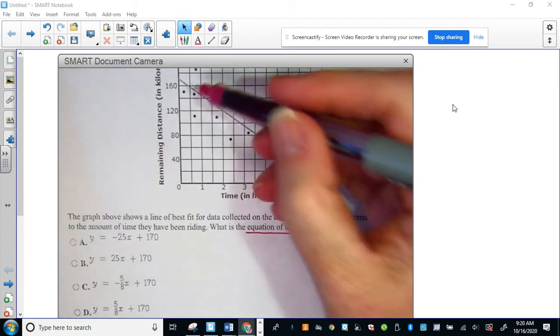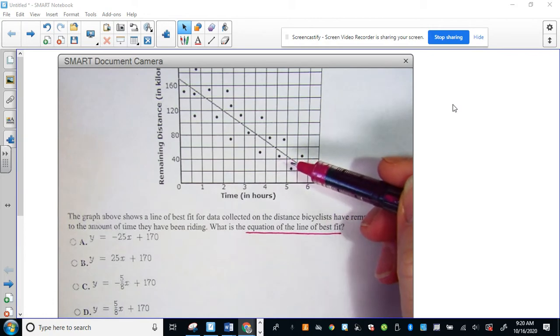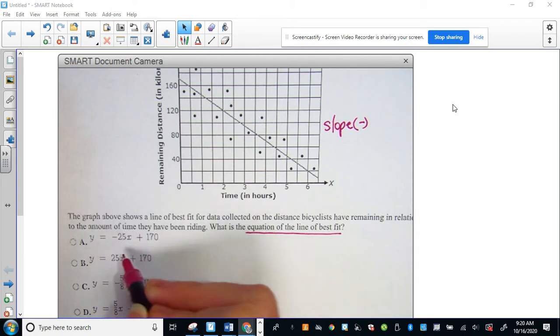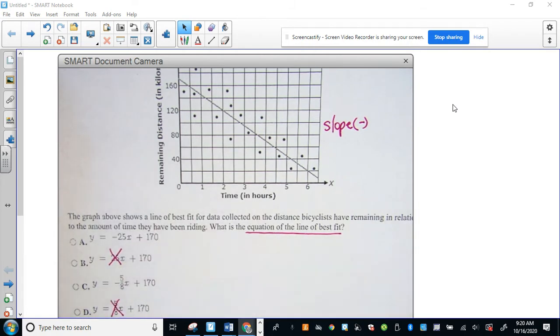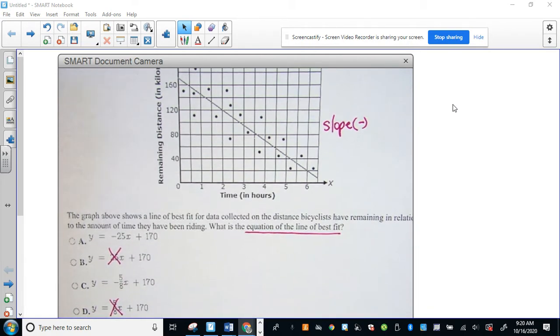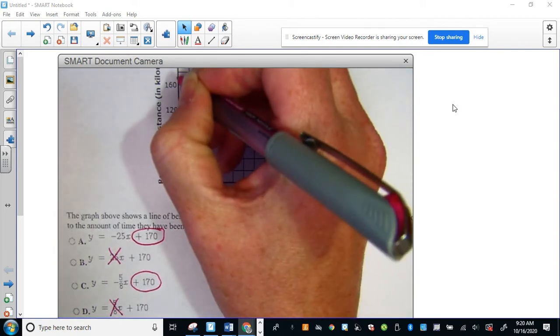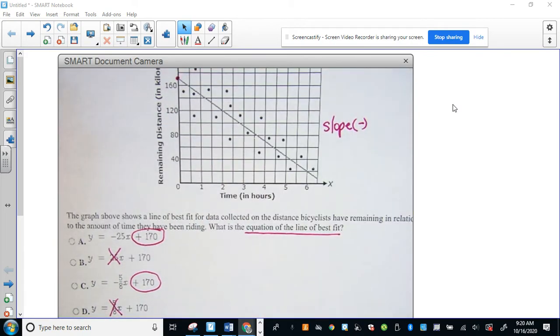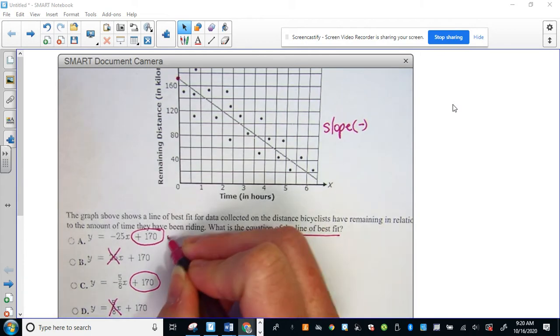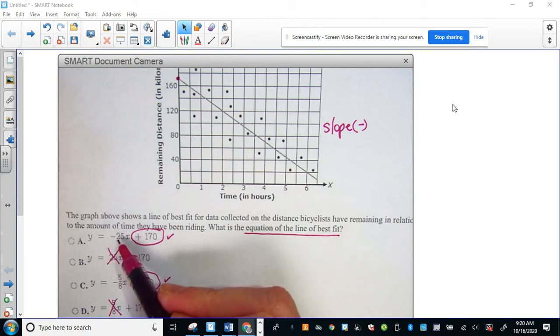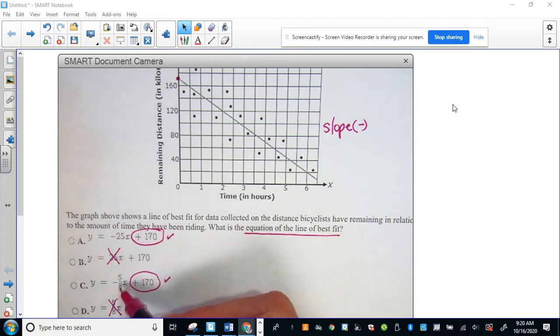So obviously, the first thing I notice is this is going downhill. So it should have a slope that is negative. So I can get rid of this answer and this answer because they both have positive slopes. Next, I'm going to pick 2 points. Well, I also notice here they both have an approximate 170 for a y-intercept, so both of those work out. So now we're just looking at the slope. We're trying to decide, is our slope negative 25 or negative 5 over 8?